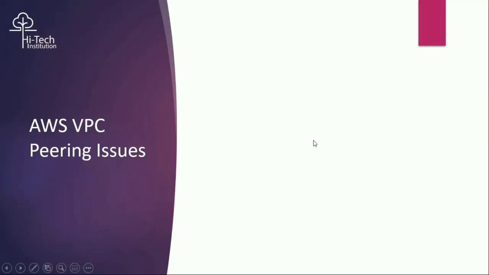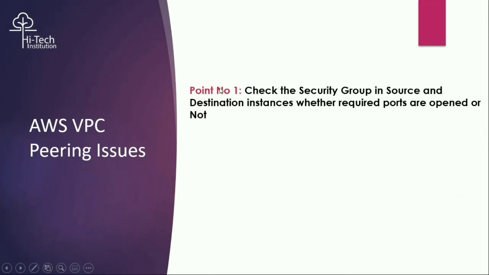All right, guys, AWS peering issue. First, what I need to do? Number 1: check the security groups in the source and destination instances, whether the required ports are opened or not. When it comes to connectivity, you need to check the security groups of both instances, and whatever is required must be opened. Right now, from the first EC2 instance to the second EC2 instance, we are trying to connect using RDP. So if RDP is opened, that's totally fine. Let's check.